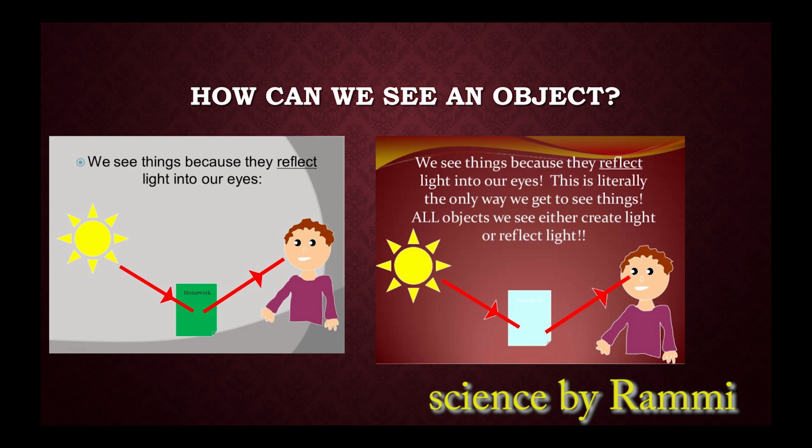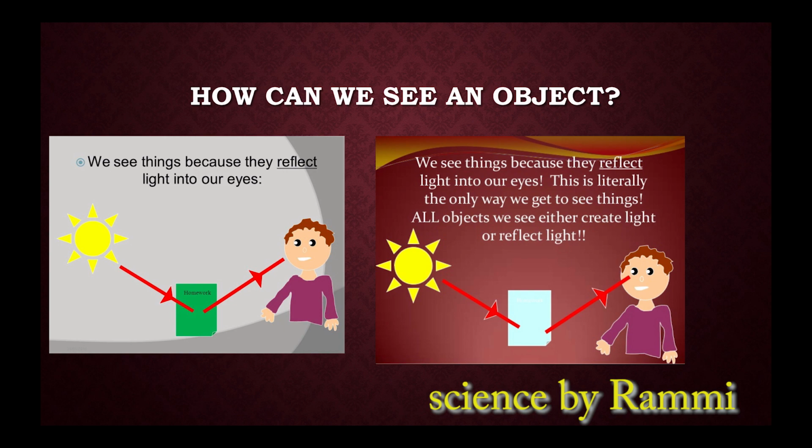We see things because objects reflect light into our eyes. The things we see either create their own light or reflect light. The objects that create their own light are the sun and lighted bulbs. We can see these things. And objects like plants and books are seen as a result of reflecting light.